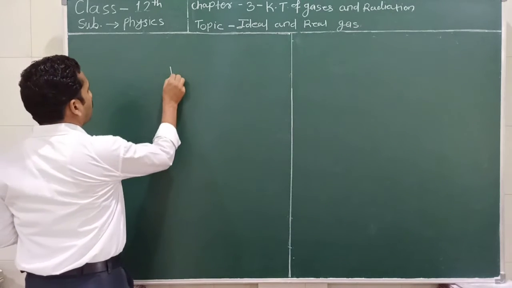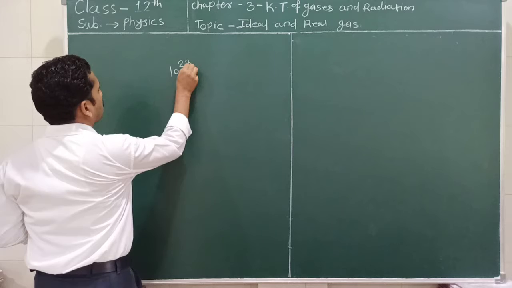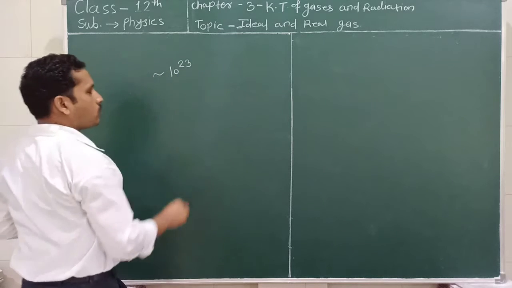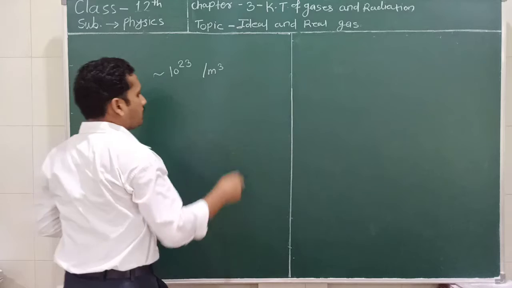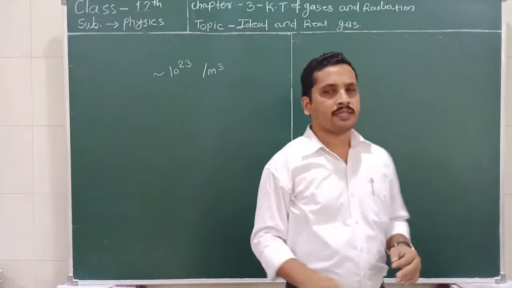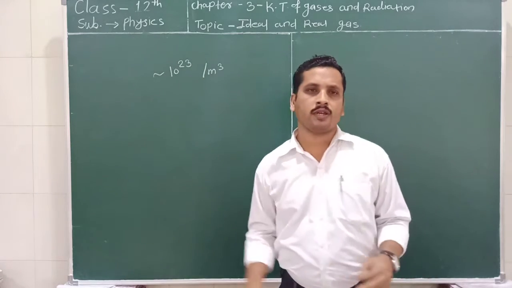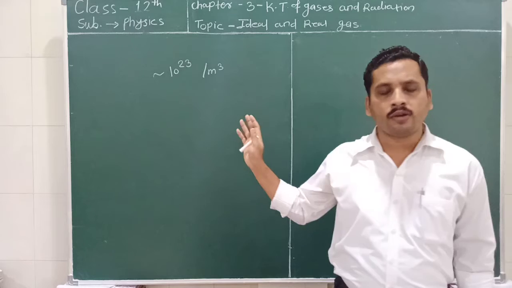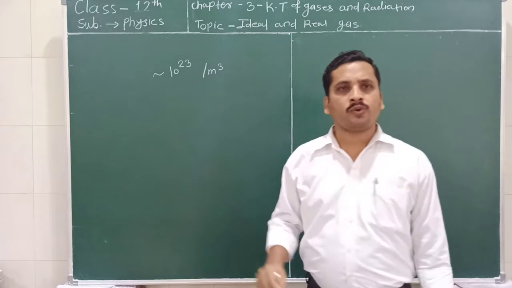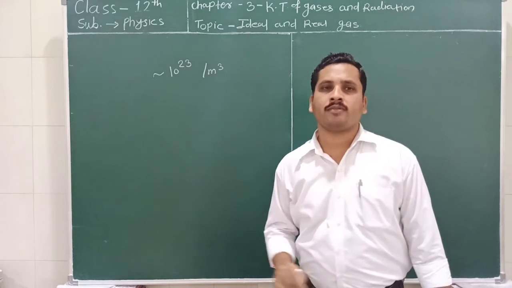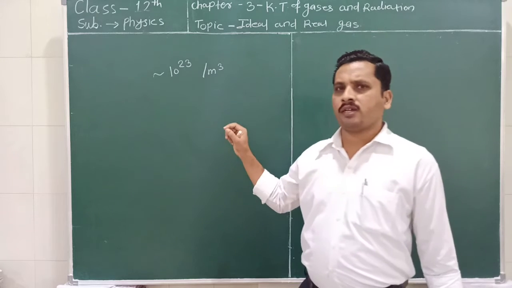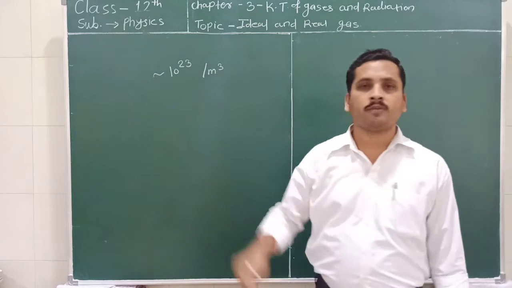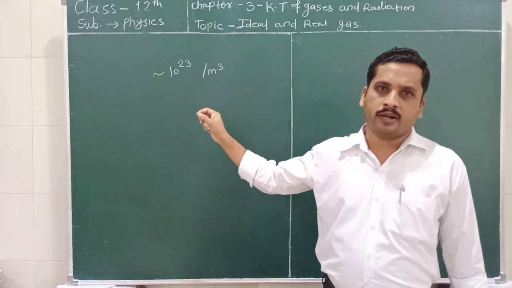So what is the number of molecules? It is approximately equal to 10 to the power 23 per meter cube. It means 1 meter cube of any gas contains about 10 to the power 23 molecules or particles. This is a very large number, and with such a large number it is very difficult to study the motion of a single particle.